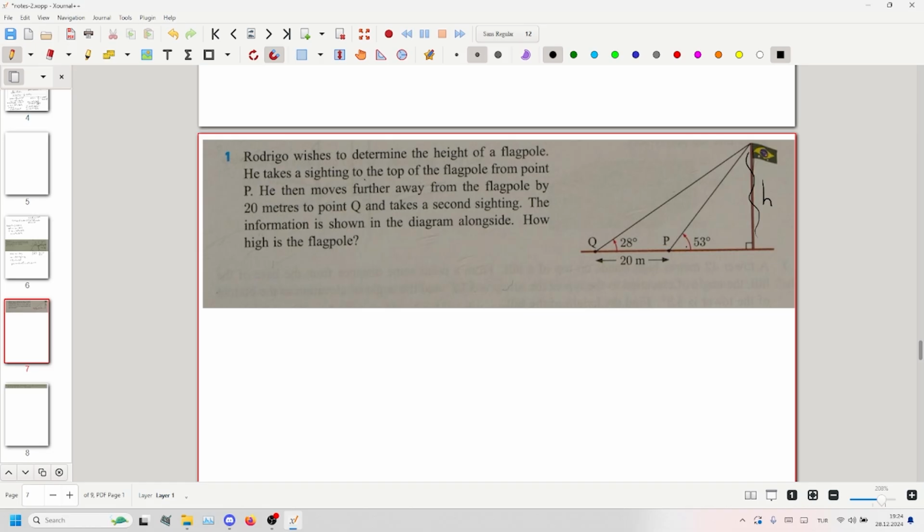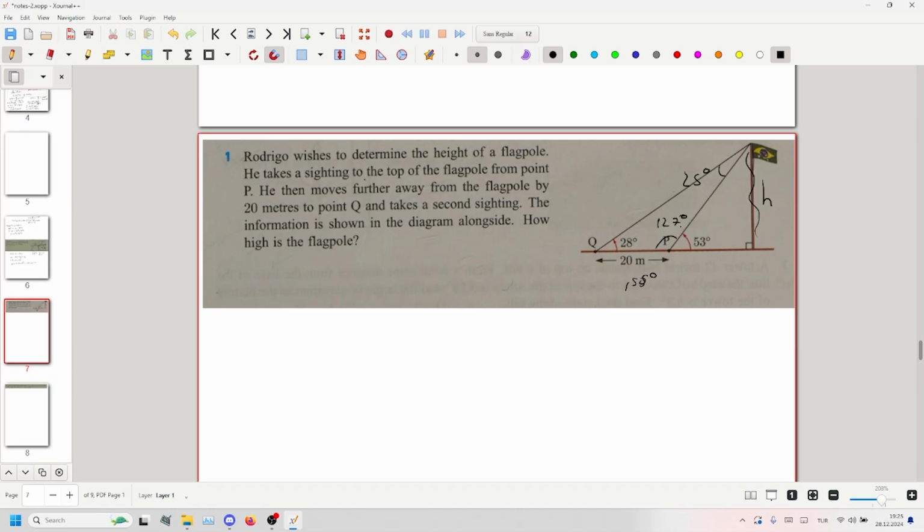So if this angle is 53 degrees, this angle would be, what would it be? It would be 127 degrees, I think, right? Yeah, okay. So we can calculate this angle from that. That would be 28 degrees, and that will be 155. So this angle will be 25 degrees.